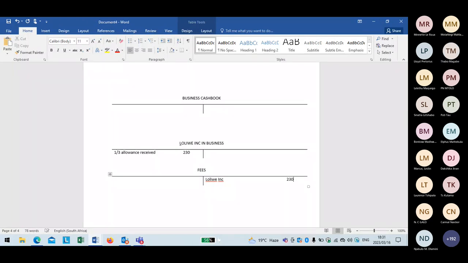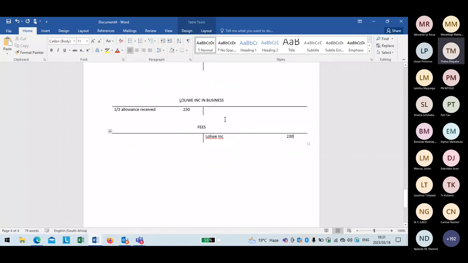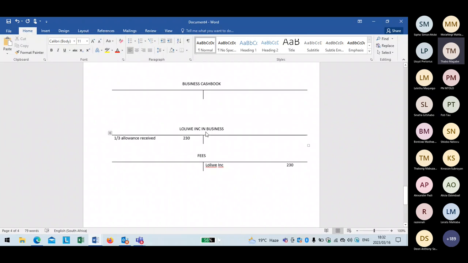230 in business. You will see that there was no VAT involved here. It's just fees. Am I correct to say Loliware Inc. in business? It's not necessary because we have Loliware Inc. in business already here. And this fees account is in business. You can't have a fee account in trust.